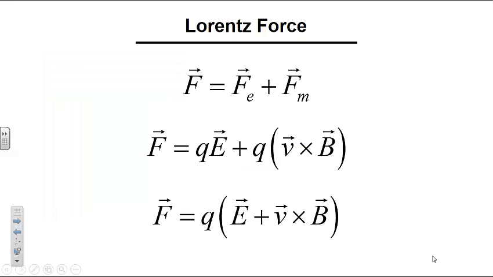When a charged particle is moving in the presence of both an electric field and a magnetic field, it will feel a separate force from its interactions with each of those fields. The net force experienced by a charged particle moving through both a magnetic and an electric field is called the Lorentz force.